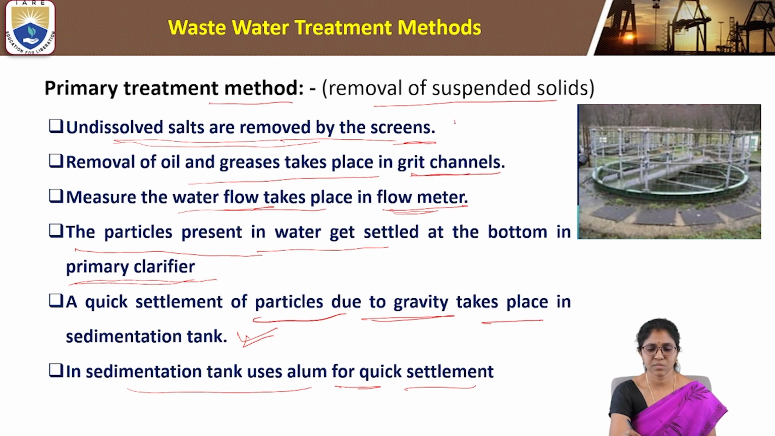So in the primary treatment method, we are removing the suspended solids from the wastewater. By using screens, we are removing the undissolved salts. By using grit channels, we are removing the oil and greases present in wastewater. The solid particles present in wastewater settle down at the bottom of the sedimentation tank due to gravitational forces, and for quick settlement we are using alums. So this is the first, primary treatment method, in which we are removing the suspended solids.